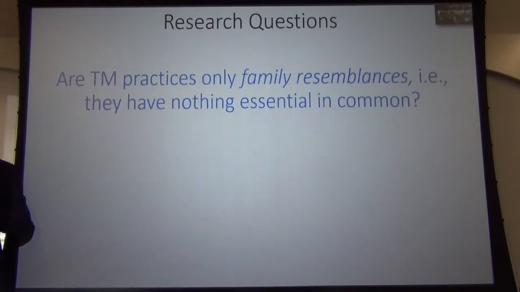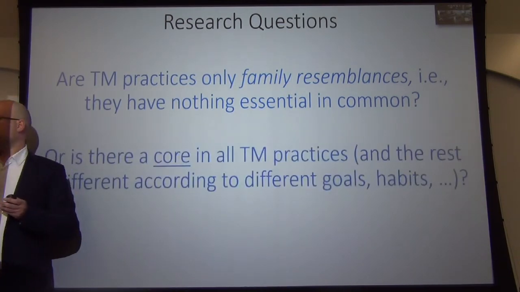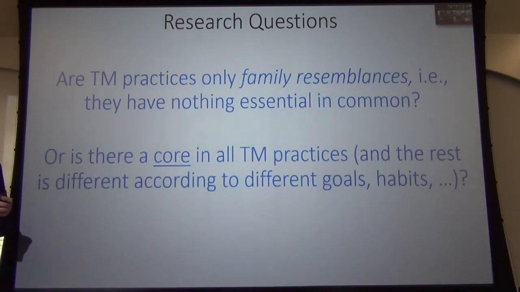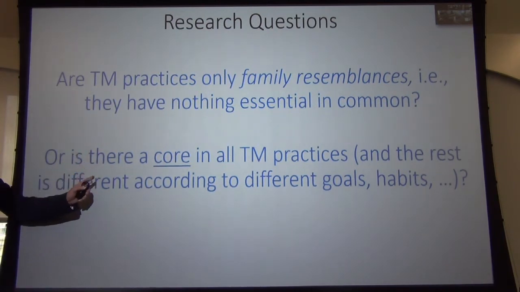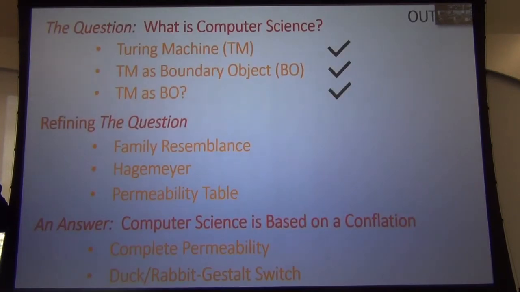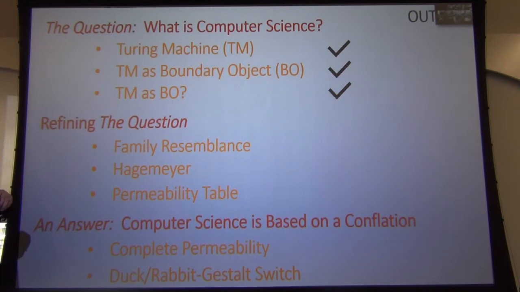Are Turing machine practices only family resemblances, that is, they have nothing essential in common? Or is there a core in all Turing machine practices and the rest is different according to different goals, habits, and so on? Of course, the computer scientist would very much prefer a positive answer here and a negative answer there, and I'm coming back to that. So, I'm going to refine the question now.